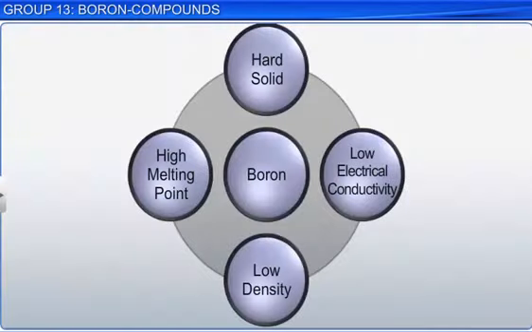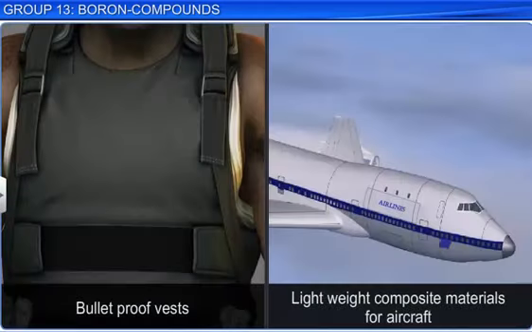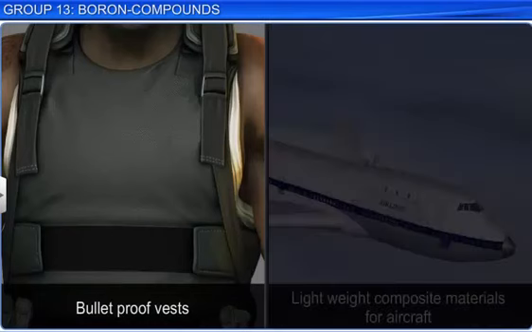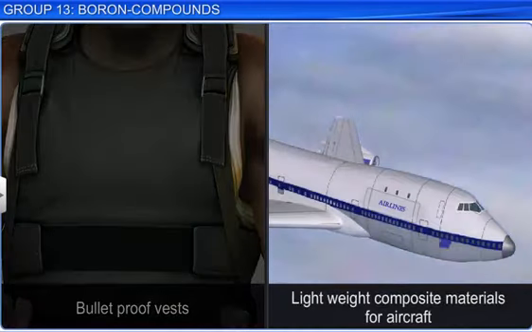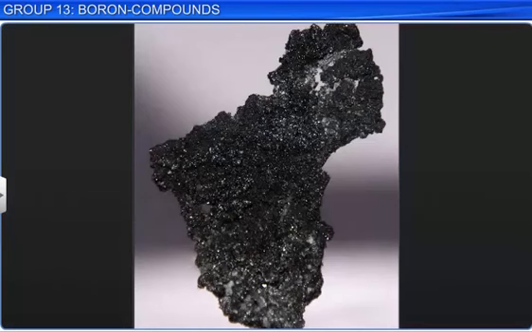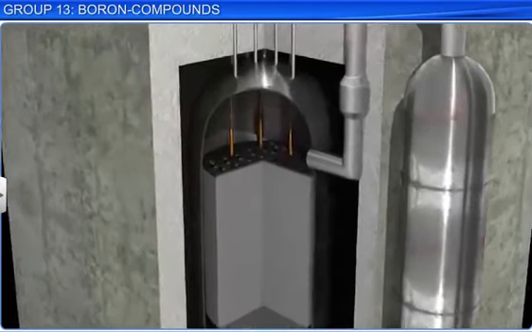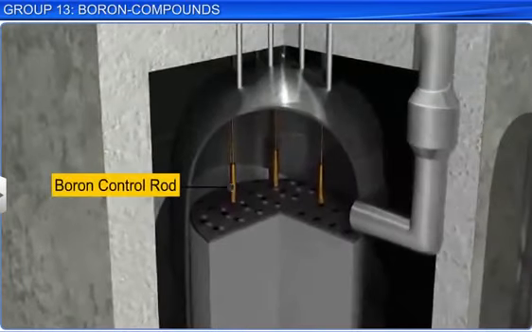Boron has a number of applications because it is a hard solid with a high melting point, low density, and low electrical conductivity. Boron fibers are used to make bulletproof vests and lightweight composite material for aeroplanes. The boron-10 isotope has a high ability to absorb neutrons. Therefore, metal borides are used as control rods and protective shields in nuclear power plants.